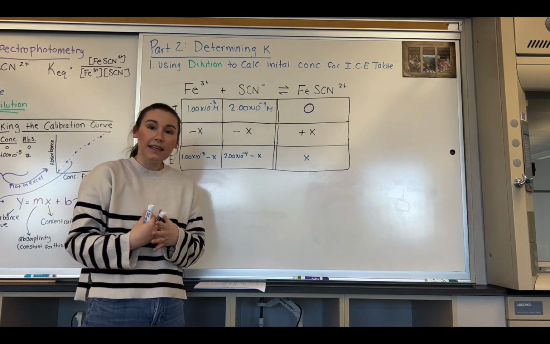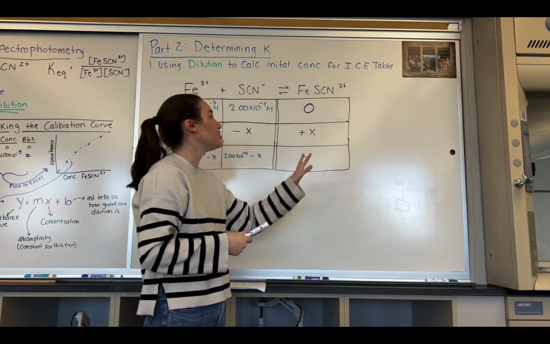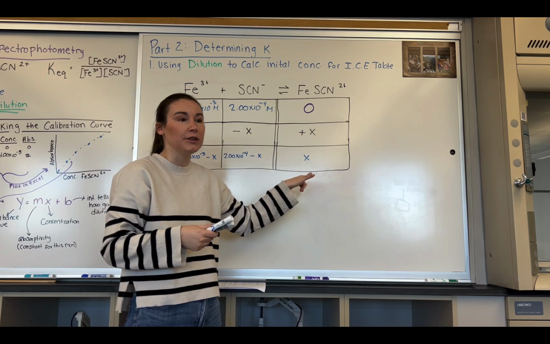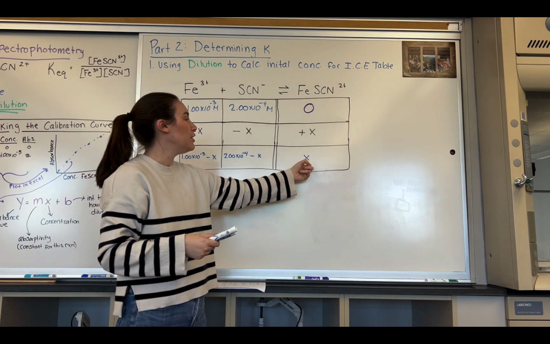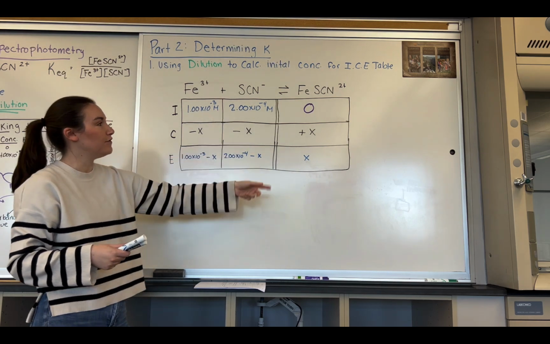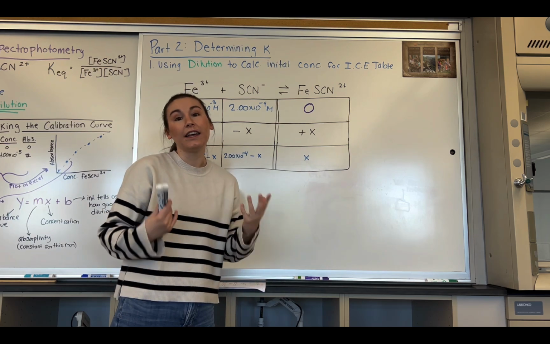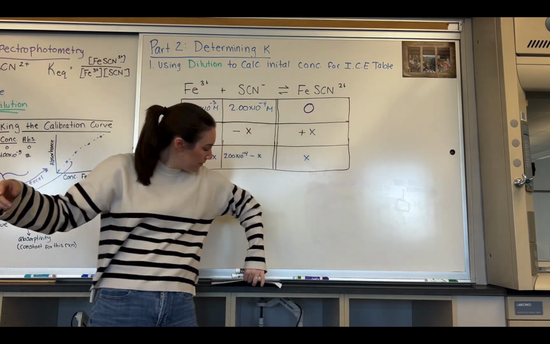Now, as I said before, if we're calculating K, we need to have information not only about the initial concentration, but also about the equilibrium concentration, so that we can easily solve for X and get an equilibrium concentration for each of these reactants and products that we can then plug in to our K equation, the equation we saw before.